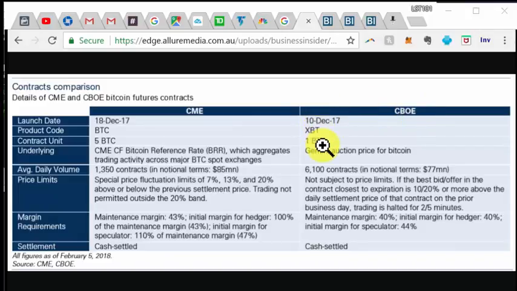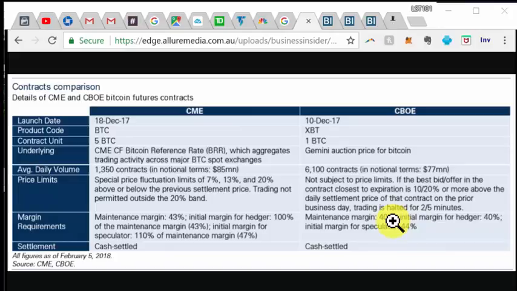For the average retail investor, even one contract for the XBT symbol, which is under the CBOE, is equivalent to one entire Bitcoin. So if Bitcoin were 10,000, then one Bitcoin futures contract with the CBOE would be 1 Bitcoin. So it's like a 1-to-1 ratio. But the main benefit is really this margin thing. Notice the maintenance margin as well as the initial margin is less than 50%, right?